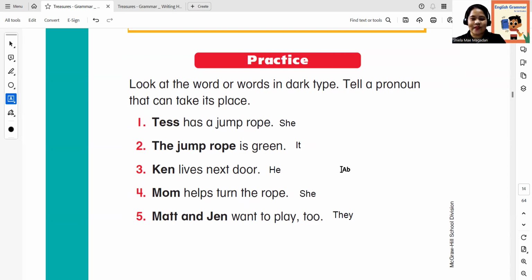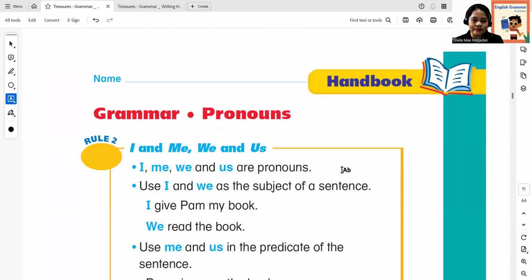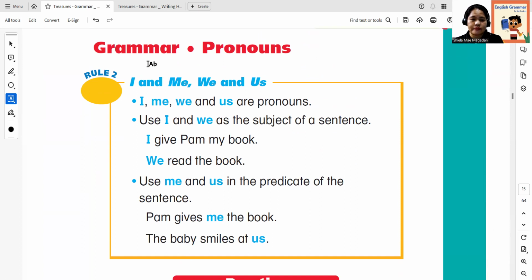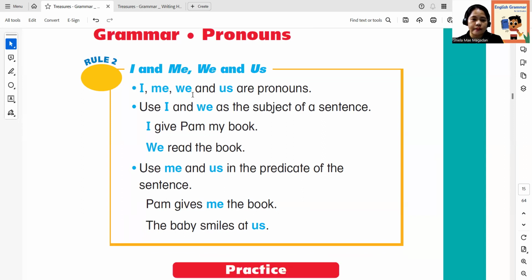All right. So we are now with the last page of part 2. So now, pronouns, grammar pronouns. We have I and me, we and us. I, me, we, and us are pronouns. You know, we have been using these words every day.